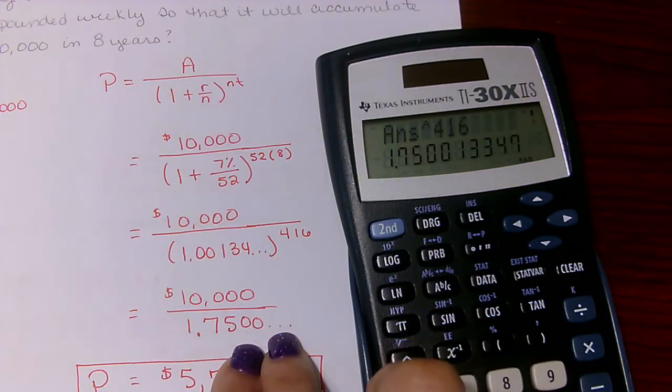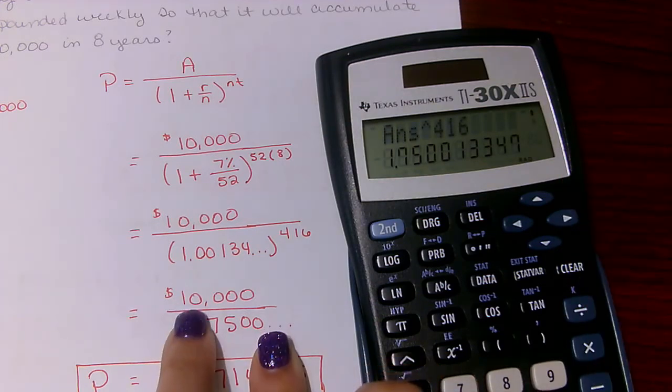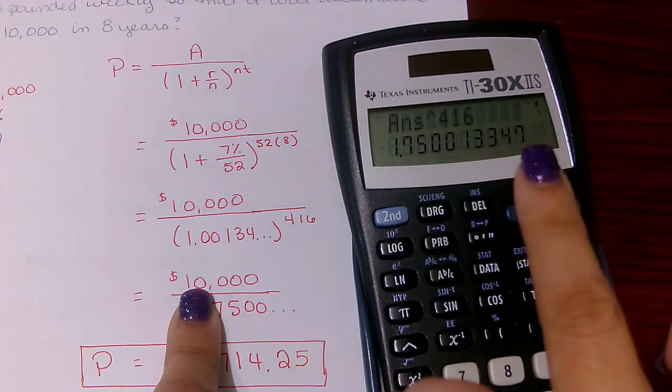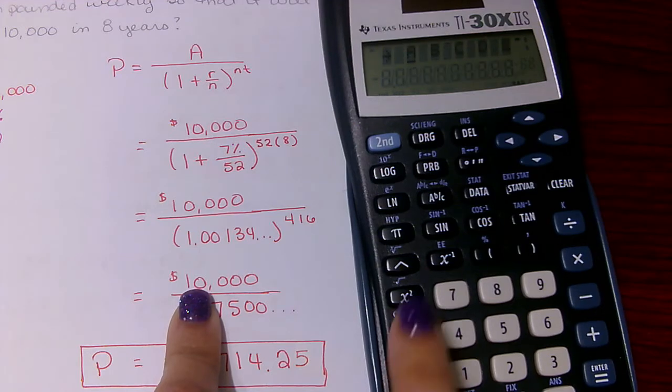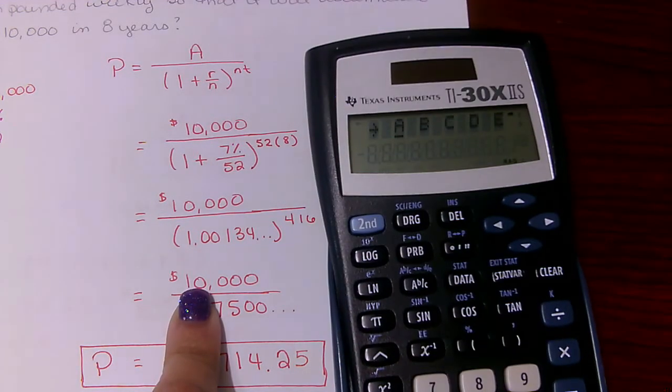Notice those 3 little dots means that it will continue forever and ever and ever. What I'm going to do now is make sure I keep this answer here, or you can go ahead and store it. If you store this answer, go ahead and pick a value you want to store it in. We'll store it in A.